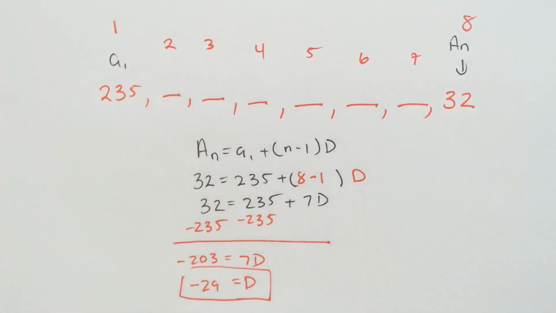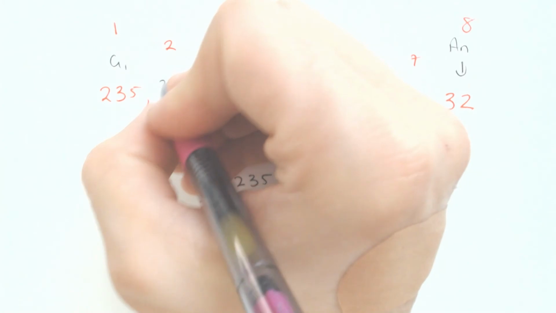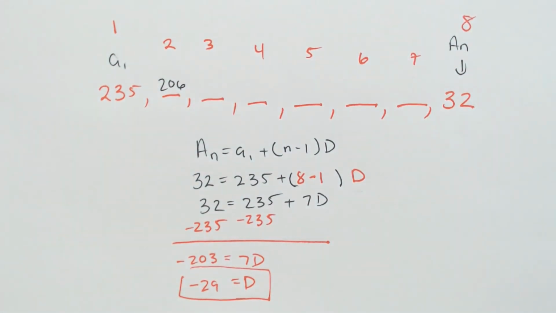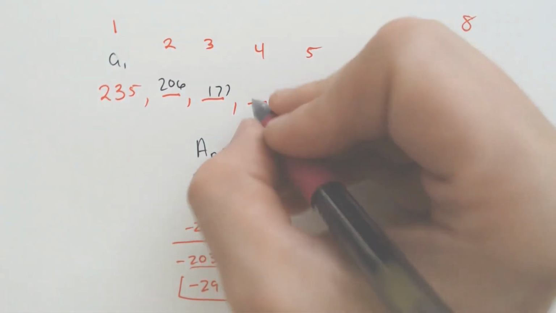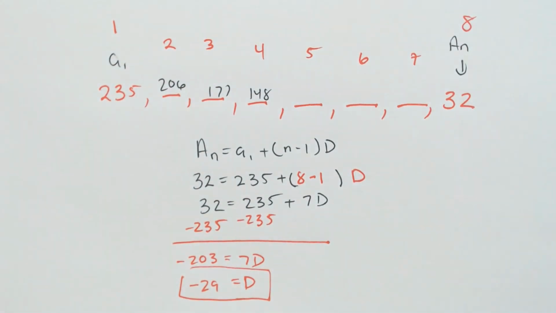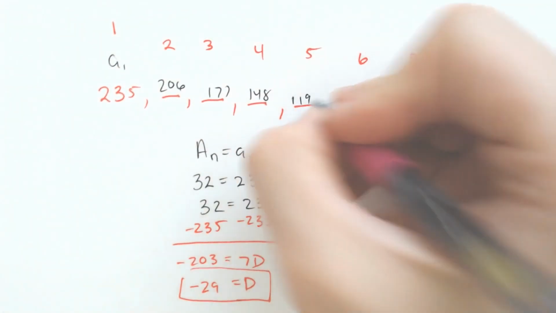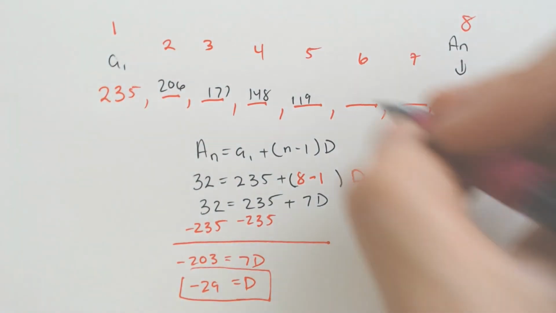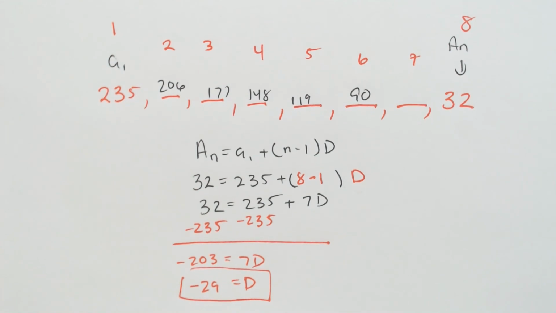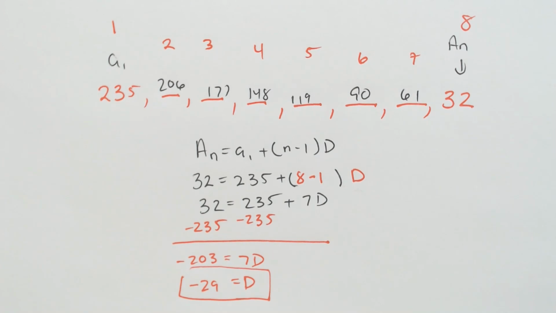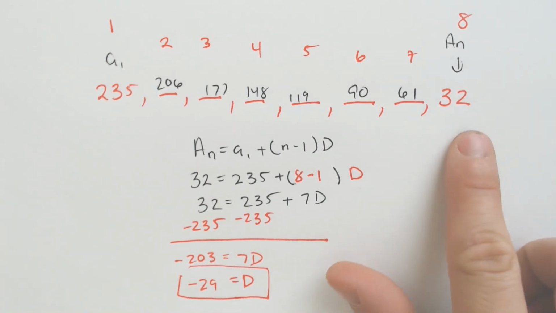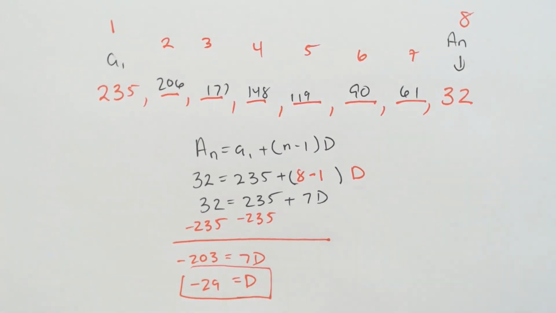But then you have to go through and subtract 29 from that. So if we do 235 minus 29, I get 206. Minus 29, I get 177. Minus 29, I get 148. Minus 29, I get 119. Minus 29, I get 90. Minus 29, I get 61. And if I subtract 29 one more time, I get back to 32. All right? So that was a quick one.